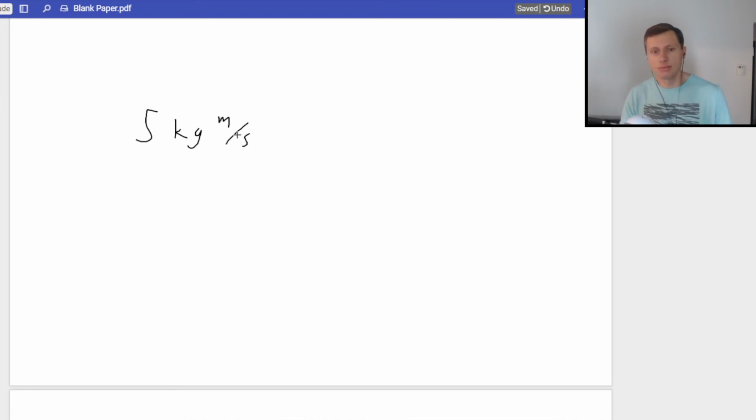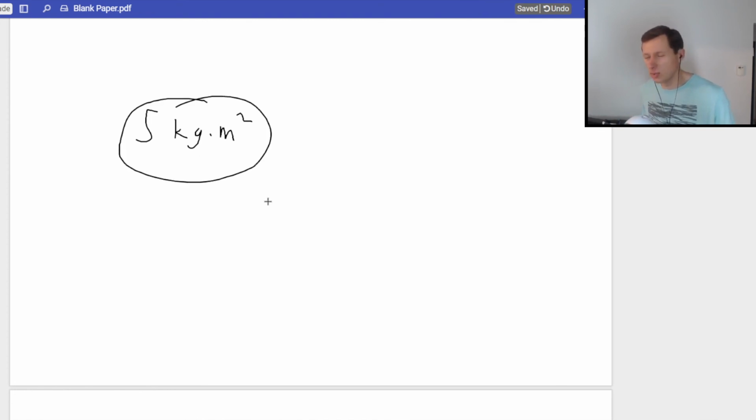Wait, this isn't right. 5 kilogram meters squared. Yeah, these units are terrible. So I would say you don't have to memorize the units. Of course, maybe you do. But if you do, luckily there's a really easy way to remember it if you're good at units.